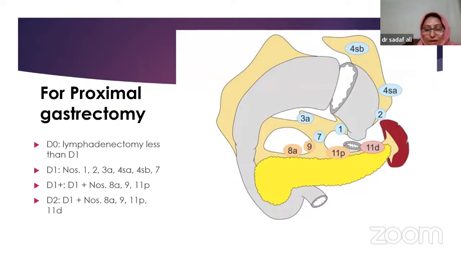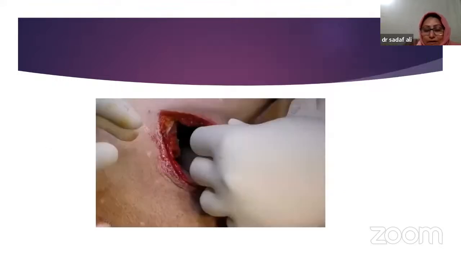For proximal gastrectomy, there aren't many proponents, but for those who believe in organ preservation in Siewert type 2, type 3, and some smaller lesions, a standard D1 would be 1, 2, 3A, 4SA, 4SB, and 7. And D1 plus will include 8A, 9, and 11P over here, which is different from the other. They are the blue and the orange. And a standard D2 will also include the station 11D in addition to this, the distal node along the splenic artery.